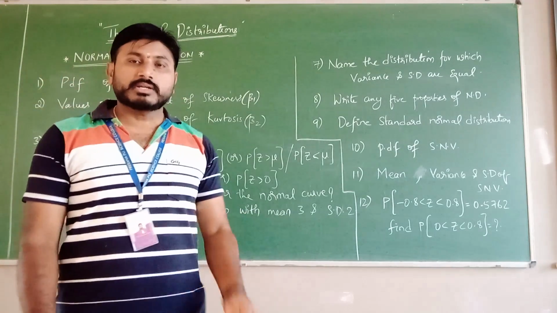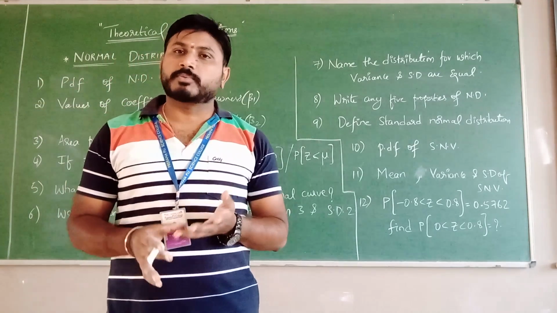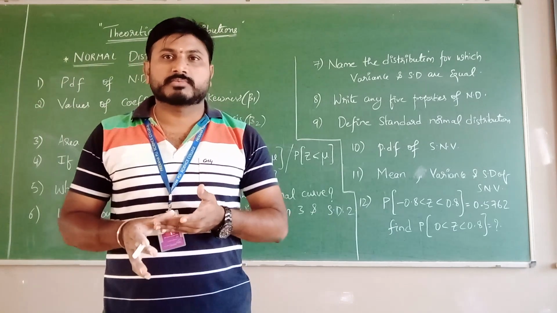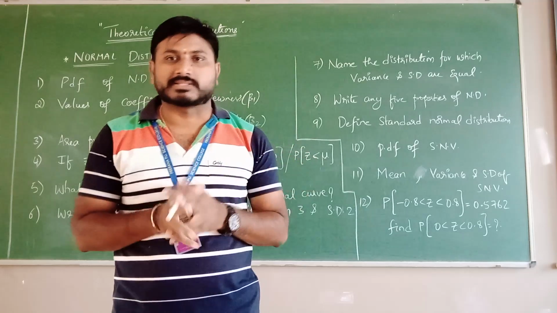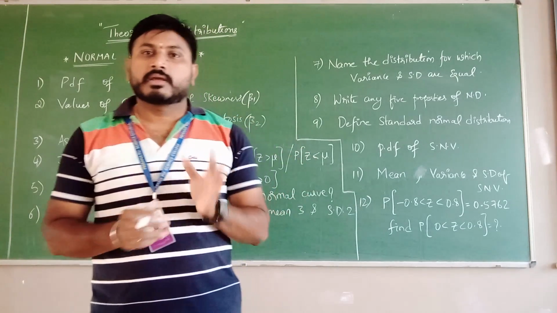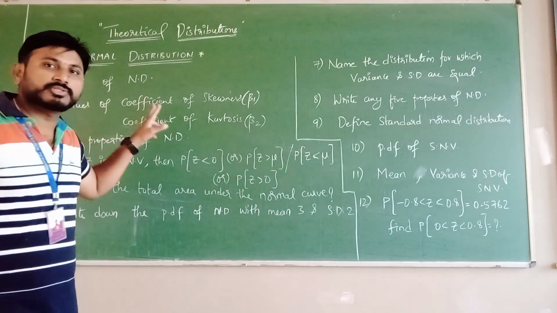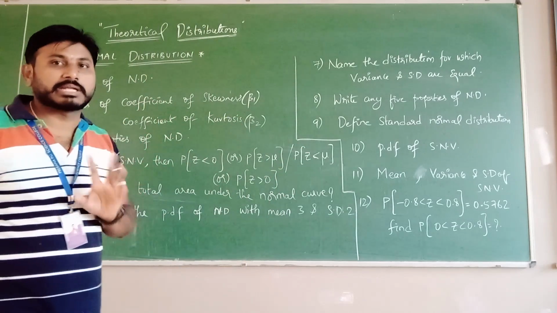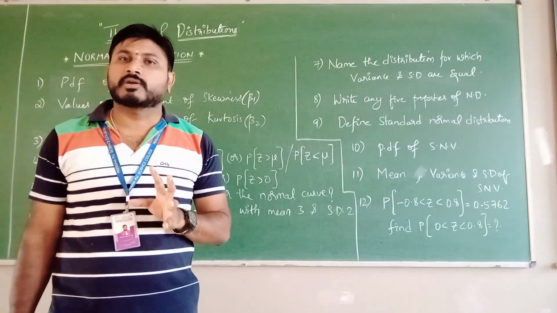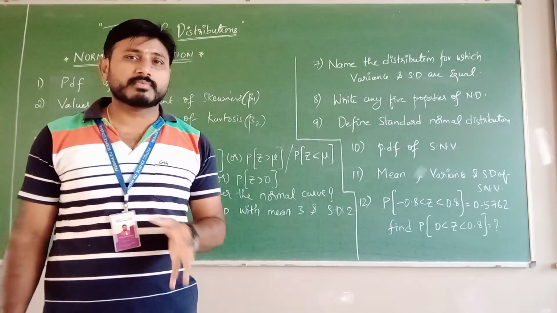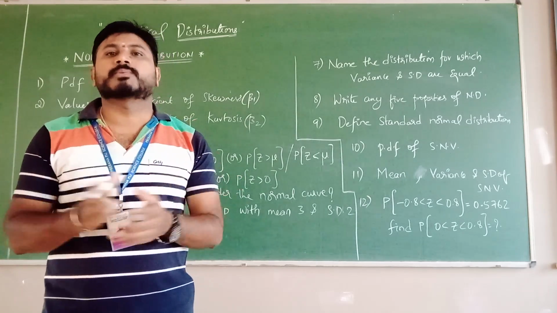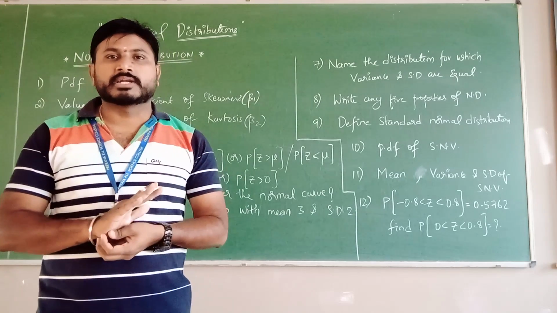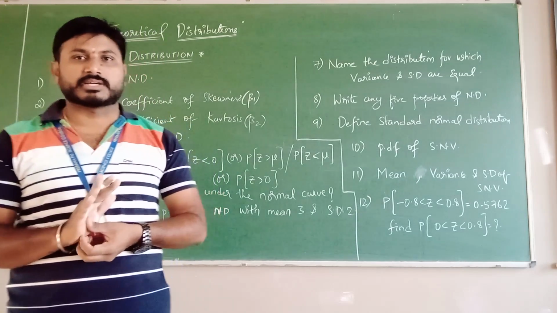As you all know, binomial distribution, Poisson distribution, and hypergeometric distribution, all these three are the most useful distributions under discrete cases, discrete variables. Now, normal distribution is a continuous distribution. You know the meaning of continuous, right? All the values within the range will be considered. That itself is a continuous variable, isn't it?